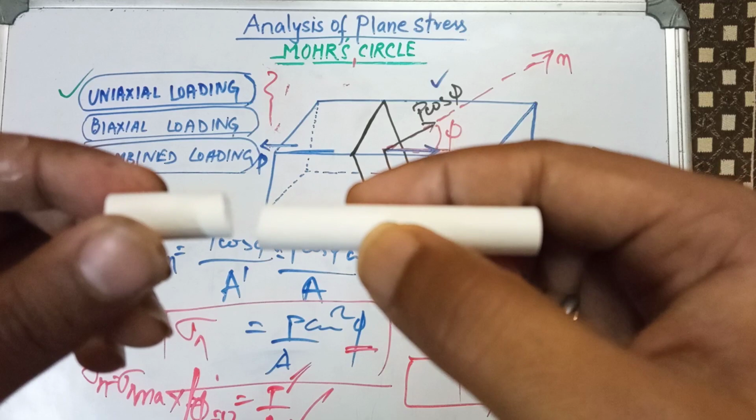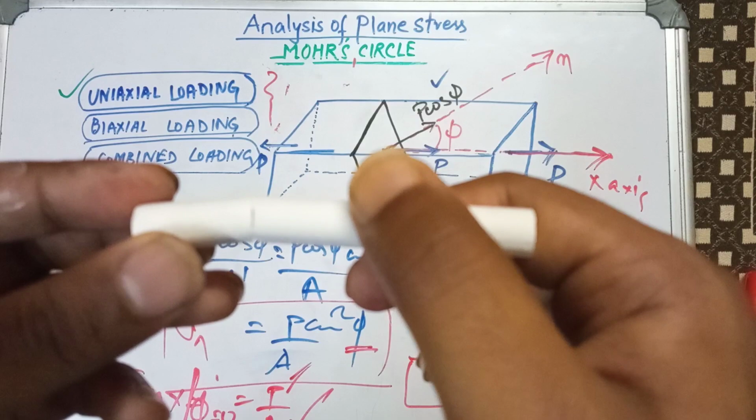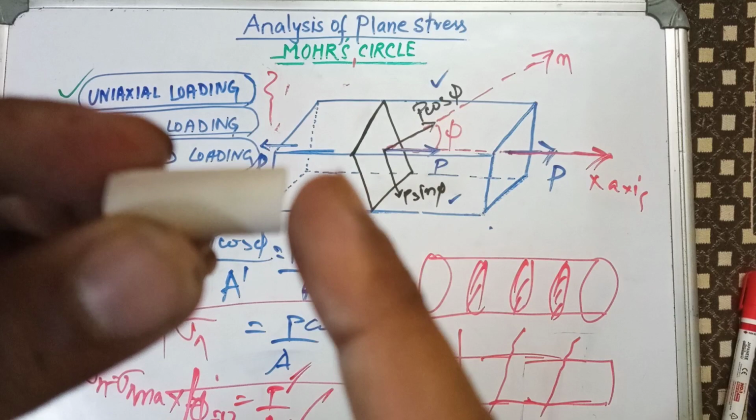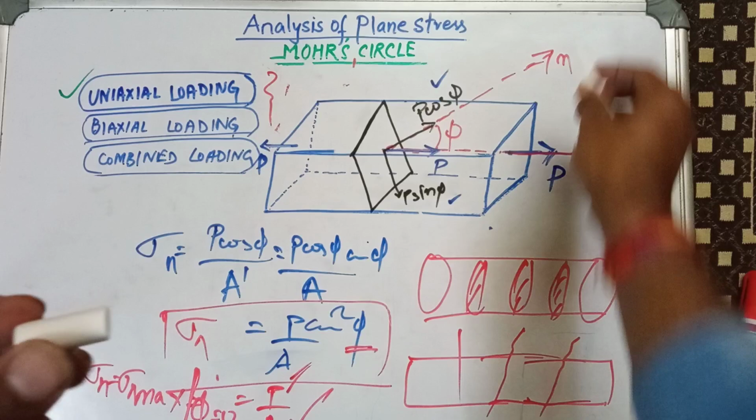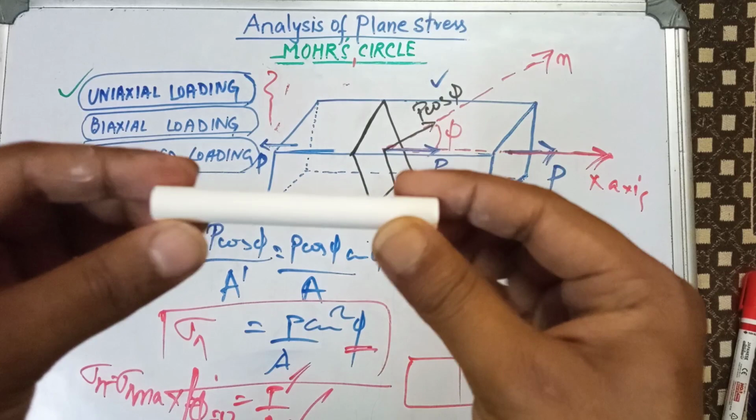You can try this. My camera quality is not so good that it is able to capture the failure. From here, it may look like the plane is a little bit inclined, but it should be a cross-sectional plane if I apply pure axial loading. See, another piece of chalk I am taking to observe the failure.